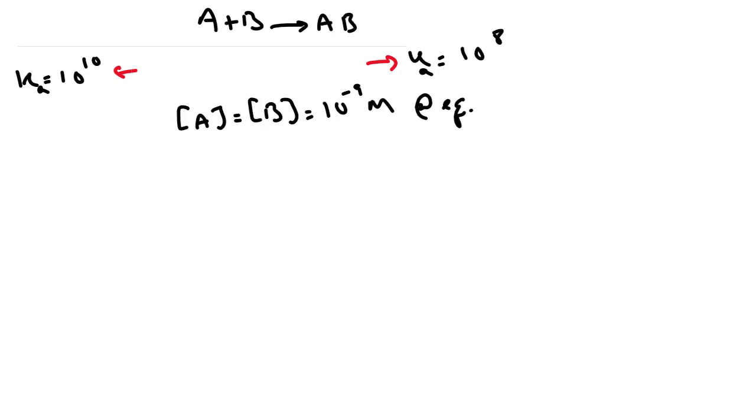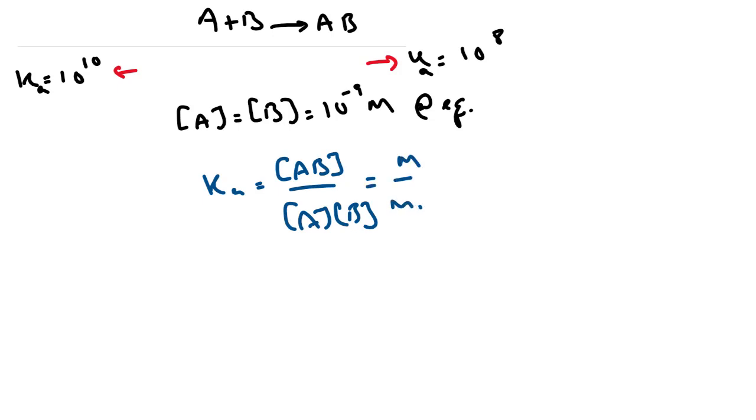So if my Ka equals the concentration of AB over A times B, then I'm just going to stick in the units now: molarity over molarity times molarity, which equals 1 over molarity, or molarity to the minus 1, right? So we're going to stick in the units for these two, and we're going to erase this.